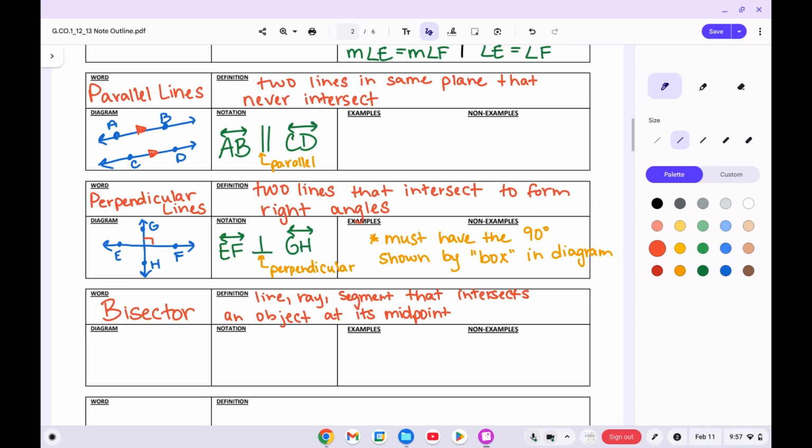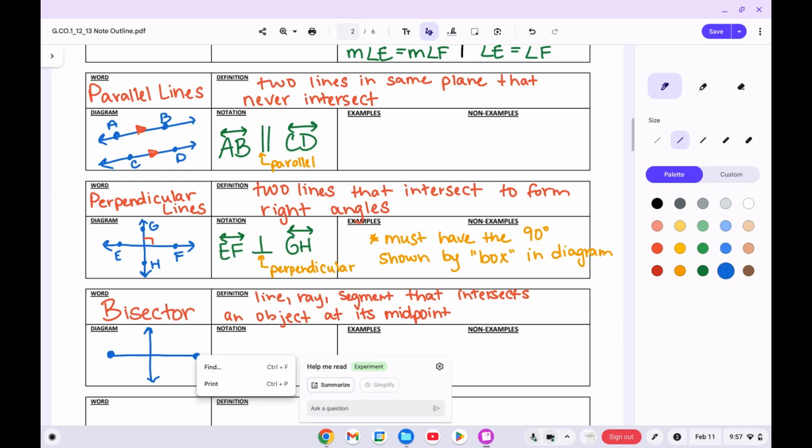I say object because we could bisect a line segment, we could bisect an angle, we could bisect a shape. There's a lot of ways that bisector could be used and that you'll see it used in the future too. So it could be a line that's acting like a bisector. It could be a ray that acts like a bisector. It could be just a segment. There's a lot of different options that come into play when we're doing bisectors here. Remember what happens with a bisector is that it intersects at its midpoint. Remember midpoint means middle. So I'm just going to draw a picture that kind of looks like perpendicular lines, but I'm going to try to make it a little bit different.